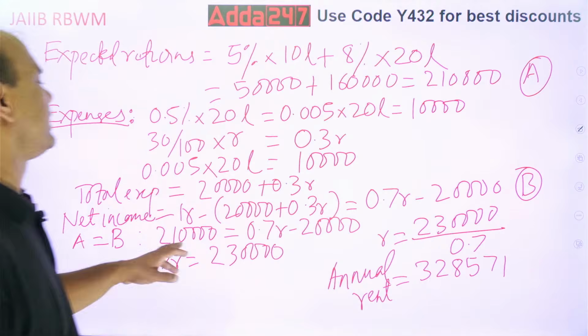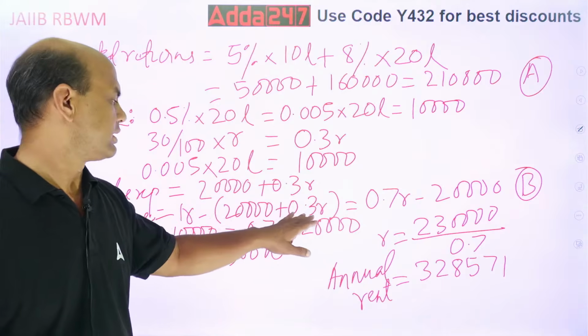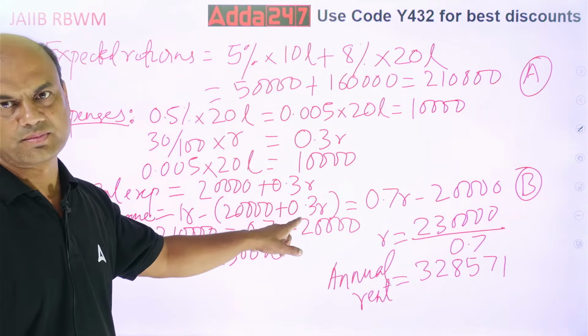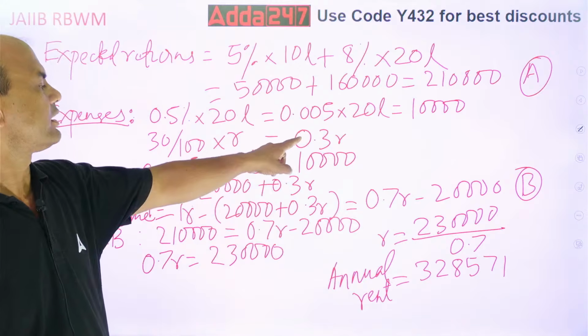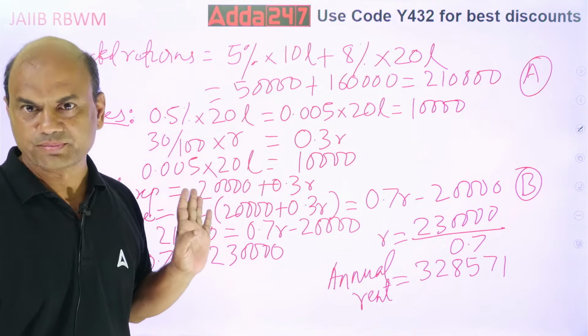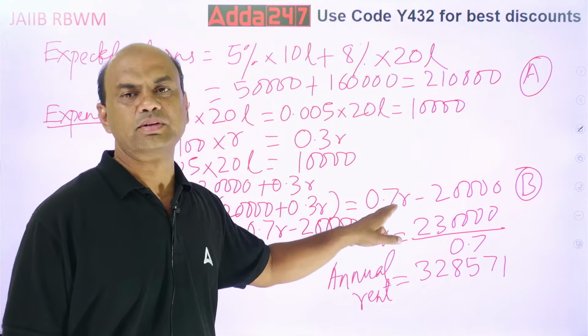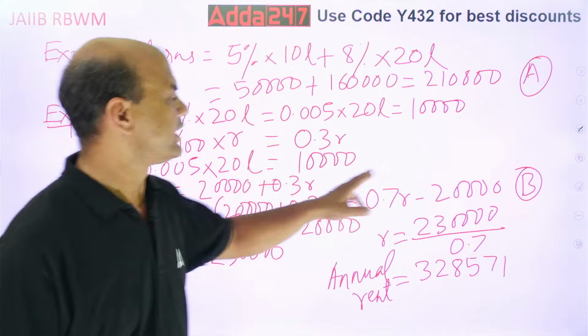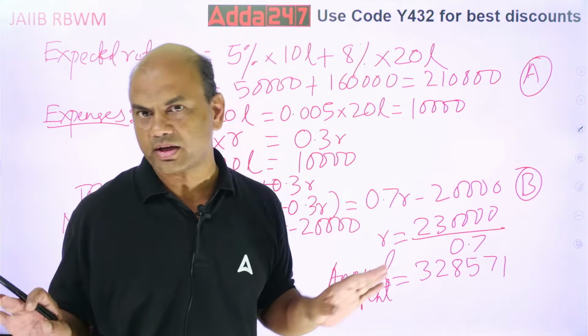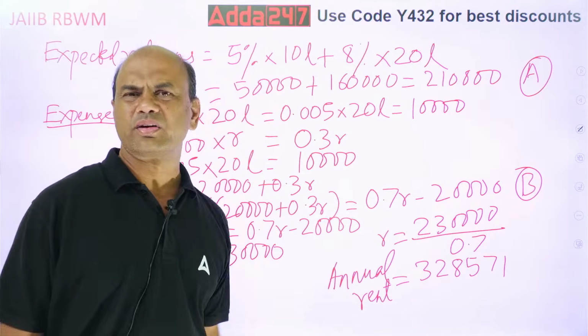0.7R, how did you get that? 1R minus 0.3R. This one. 0.3 we got it earlier. 30% of R, right? Same thing. So 1 minus 0.3, so 0.7R minus 20,000. Clear, everyone? So now you get it. You got R, it is simple.